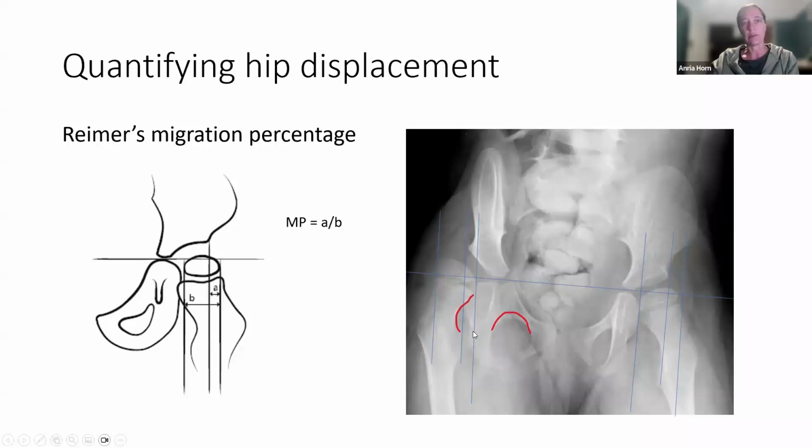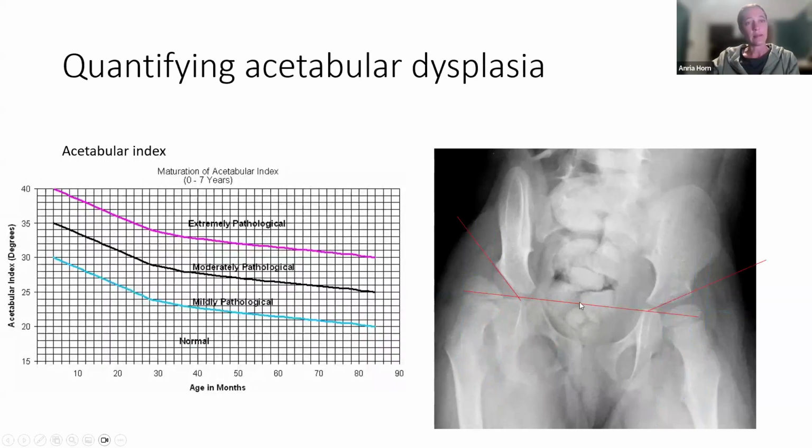And then the subtle signs we look for, we teach the fifth years, is Shenton's line. So even in very early subluxation, as you can see in this hip, that has less than 30% migration, Shenton's line is already broken. And that is largely attributed to the severe coxa valga in most cases. So that's how we quantify displacement.